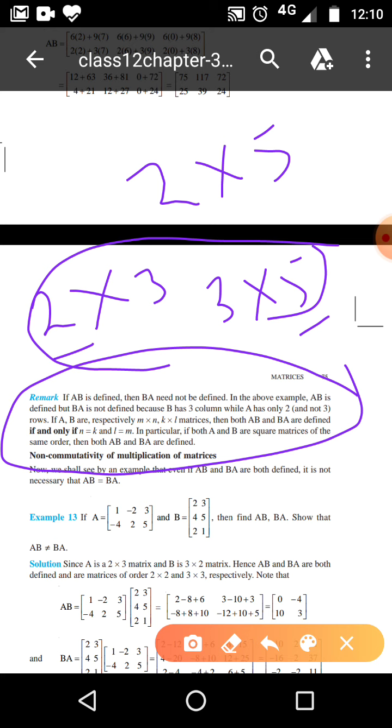Okay, so this is the remarkable point: if A and B are two matrices, then the product is defined only if the number of columns in the first matrix is equal to the number of rows in the second matrix. Now if AB and BA are both defined, it is not necessarily true that AB is equal to BA. That is, matrix multiplication is not commutative. Okay, so maybe this is clear.